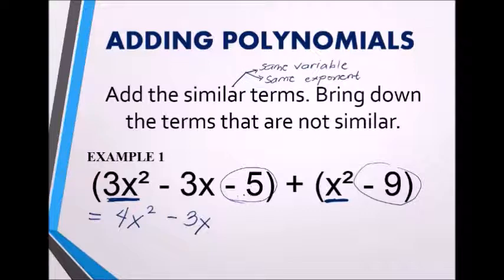If you add the two, negative 5 plus negative 9, so negative plus negative, okay? Utang plus utang, kailangan bayaran plus kailangan bayaran, ay kailangan mo pa rin bayaran. So it's negative, then 5 plus 9, this is 14. Therefore, our final answer will be 4x squared minus 3x minus 14.